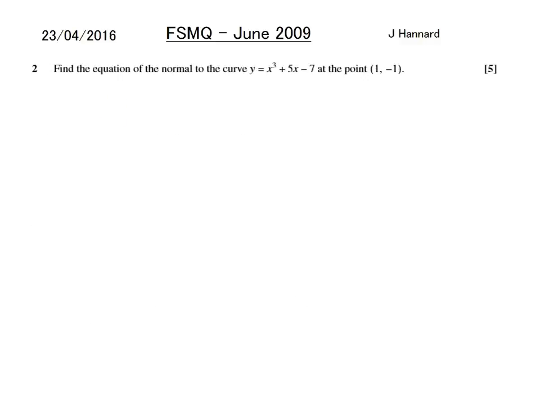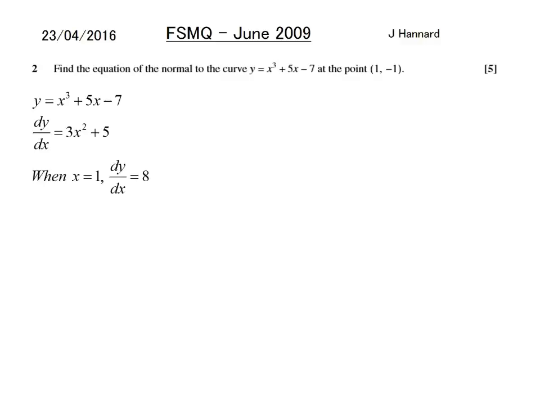Question 2. Find the equation of the normal to the curve y equals x cubed plus 5x minus 7 at the point 1, minus 1. So there's the name of your curve. And how do you find the gradient of the curve? Well, you differentiate it with respect to x. 3x squared plus 5. Shove your x coordinate through and you get dy/dx equals 8.